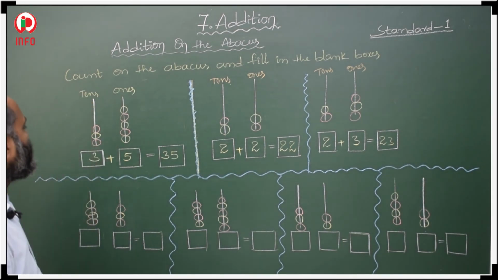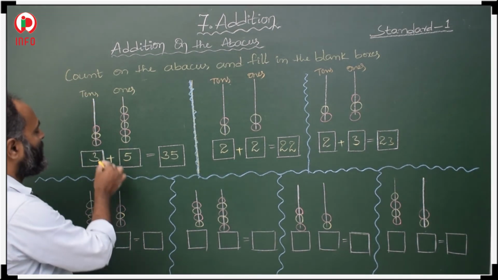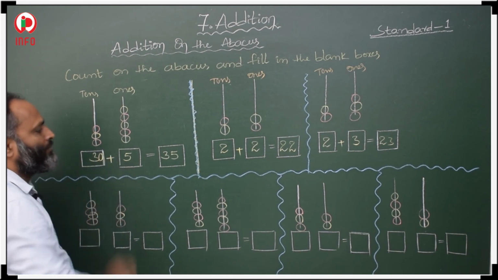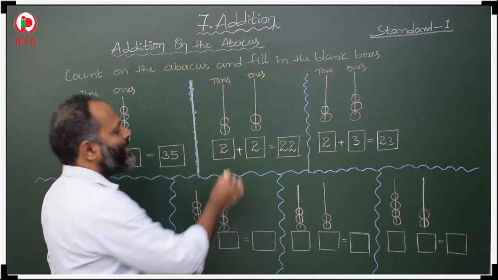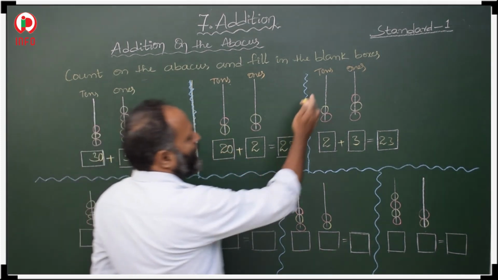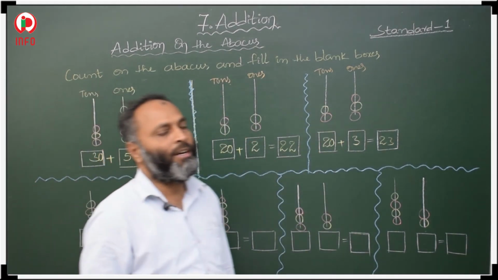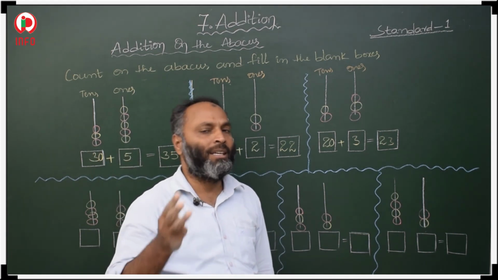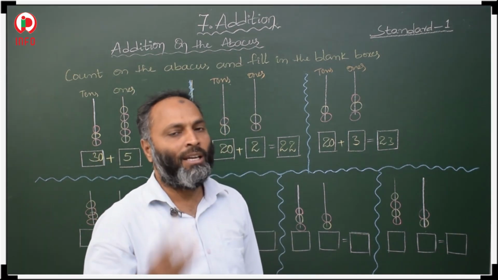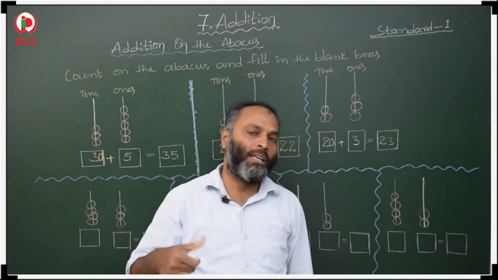Here 3 tens is nothing but 30. You have to write 30 here. 2 tens, 20. If 2 tens are there, then 20. If 3 tens are there, 30. If 4 tens are there, 40. If 5 tens are there, 50. So like that you have to write. Okay.